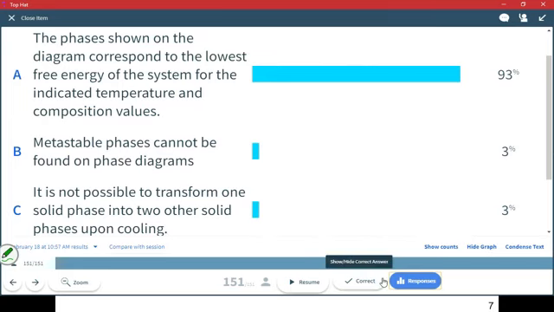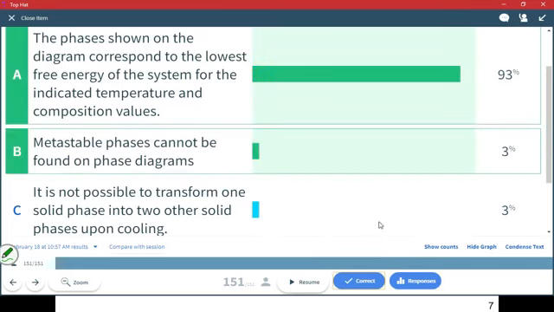Let me turn it on. Yeah. Metastable phases cannot be found. It has to be a thermodynamically stable phase for it to show up on a phase diagram. Okay? So metastable phases can exist. They won't be on your phase diagram. That's the difference.